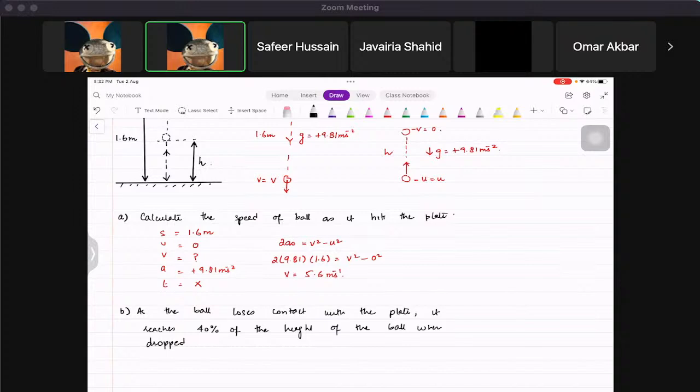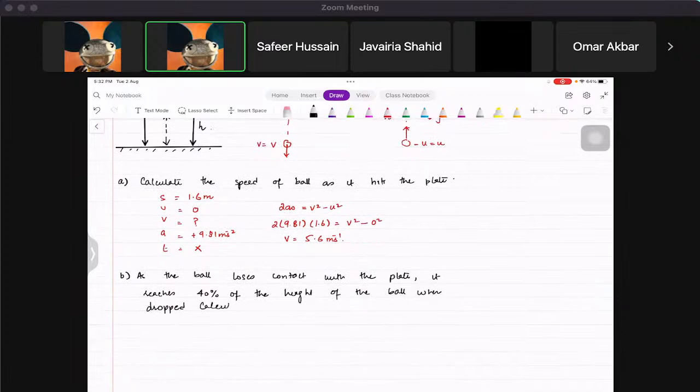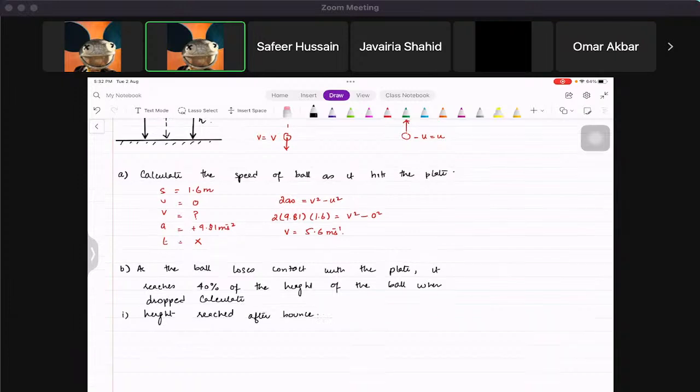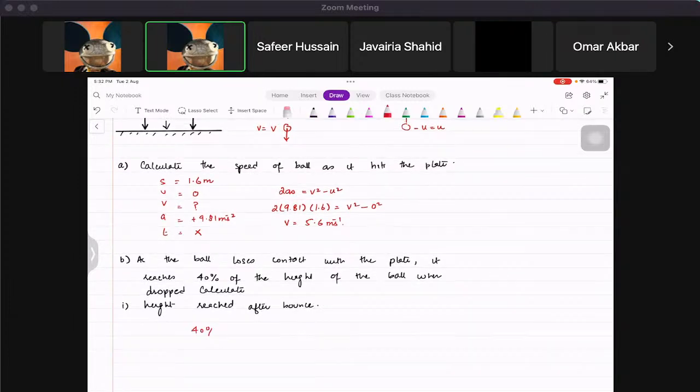Okay, now calculate number 1, height reached after the bounce. That's pretty simple. What you're going to do, we're going to find 40% of 1.6, which is going to be 0.64 meters, and then it says speed of ball as it leaves the plate after bouncing. Okay.